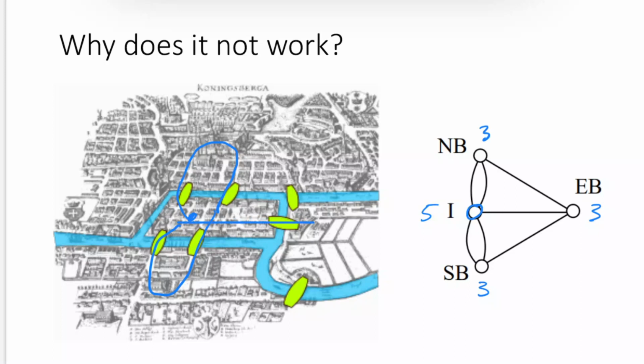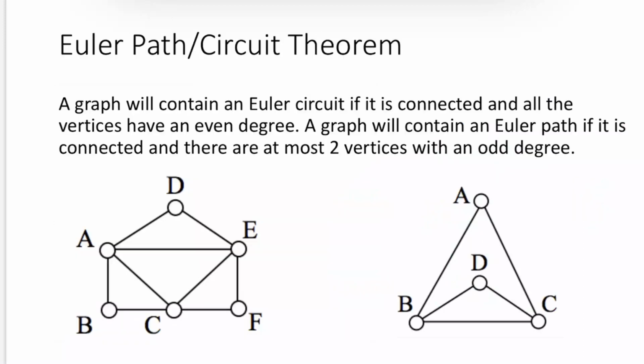And the question I was asking is, is it possible to go on a walk through the city and cross each bridge exactly once and end up back where I started? But it's impossible to do that because the island has an odd number of bridges. And actually, all of the other land masses also have an odd number, so they would have the exact same issue. And so this is the reasoning behind what we call the Euler path and circuit theorem.